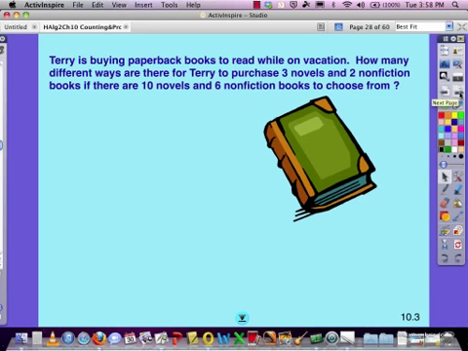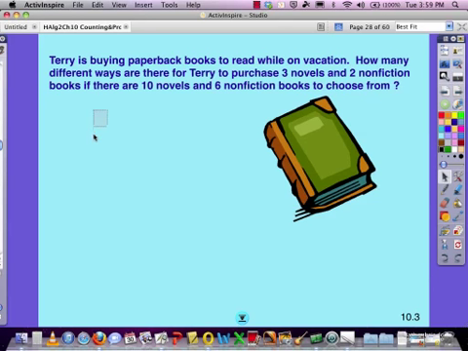Okay, Terry's buying paperback books to read while on vacation. How many different ways are there for Terry to purchase 3 novels, 2 nonfiction books, if there are 10 novels and 6 nonfiction books to choose from? Oh, so that's sort of a combination thing.